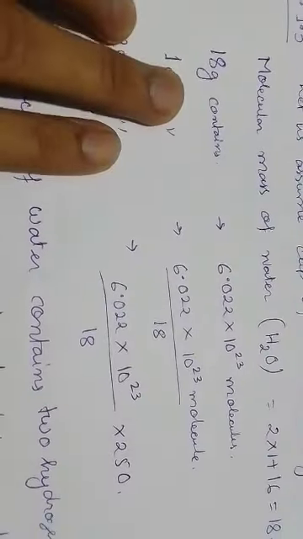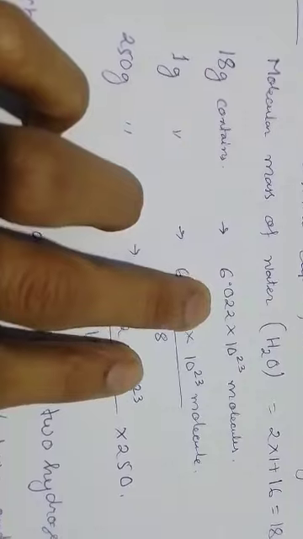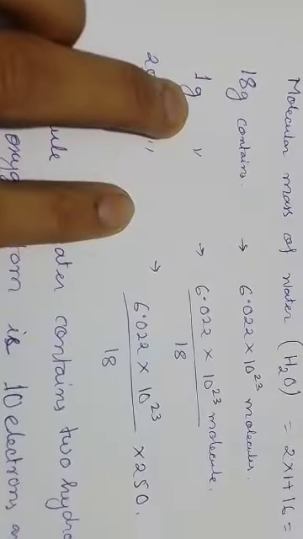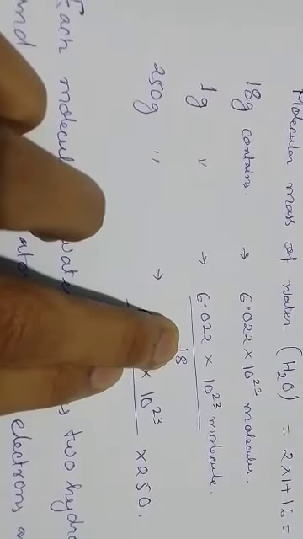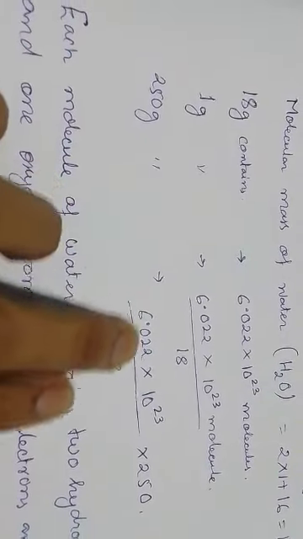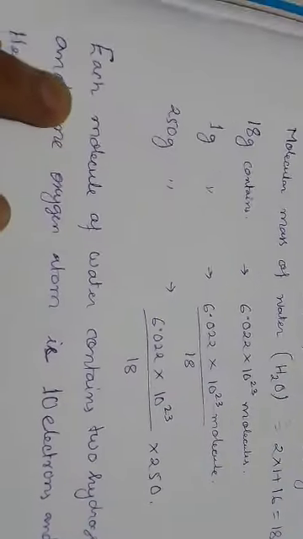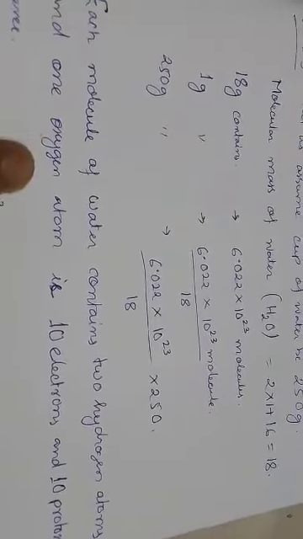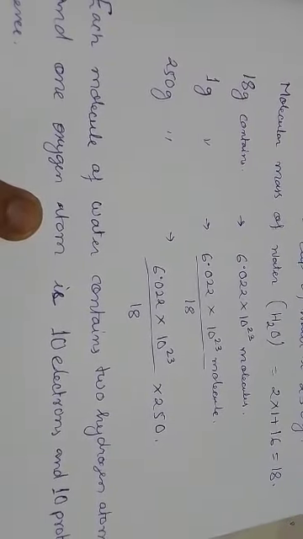As we know that 18 gram contains Avogadro's number of molecules, that is 6.022 into 10 to the power 23 molecules. So 1 gram will contain this number divided by 18. Now 250 gram will contain this one multiplied with 250. Each molecule of water contains 2 hydrogen atoms and 1 oxygen atom. This you are familiar with, H2O.